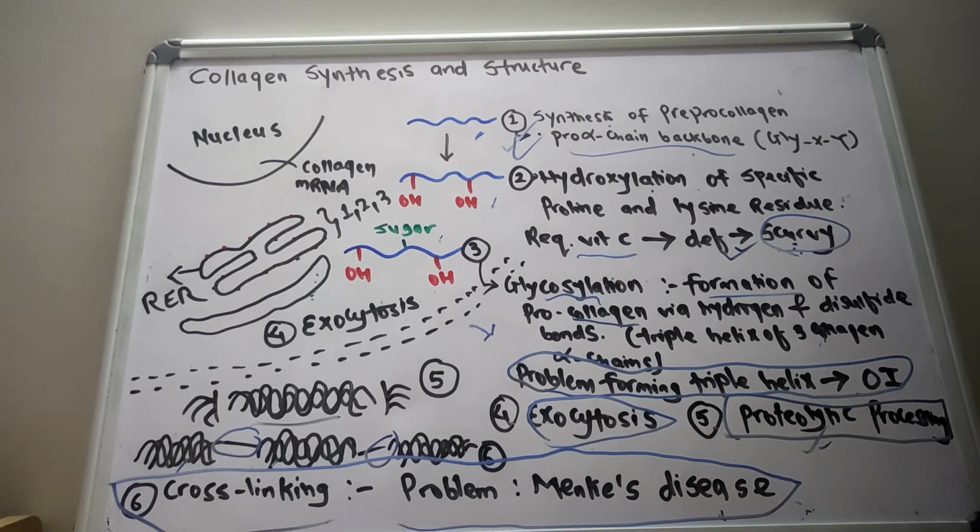Now we will discuss in detail osteogenesis imperfecta, Ehlers-Danlos syndrome, and Menkes disease in the next lecture. So this is about collagen, types of collagen, and collagen synthesis and structure. Thank you. That's all for today.